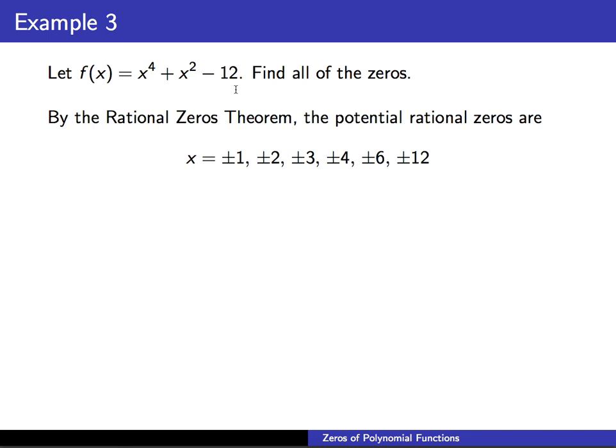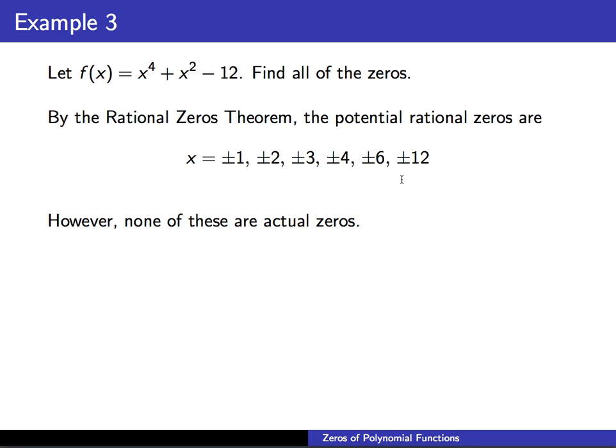So by the rational zeros theorem, the potential rational zeros are the factors of 12 over the factors of 1, which it's always nice when you have a leading coefficient of 1 because then your rational zeros are a lot easier to find. But we have plus or minus 1, 2, 3, 4, 6, and 12. Now, if we check all of these, we'll find that none of them are actual zeros.